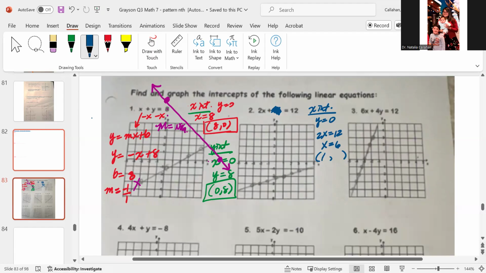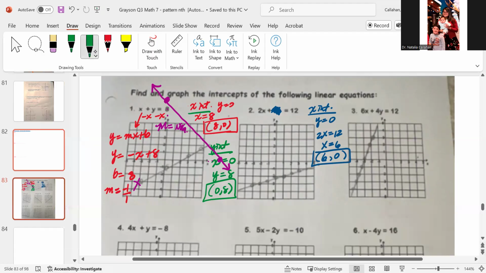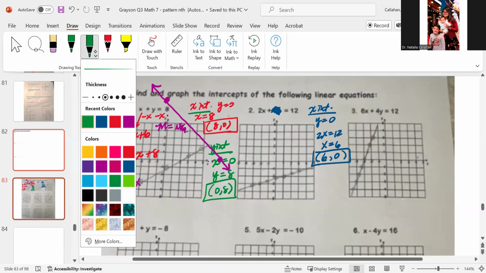What's your first point? Yeah, she needs to extend this because this is not enough space.